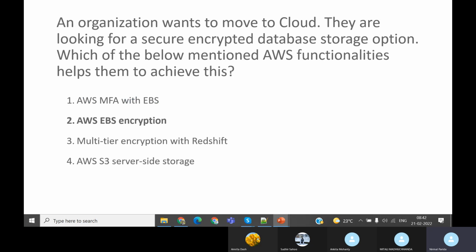Okay, an organization wants to move to cloud. They are looking for a secure encrypted database storage option. Which of the below mentioned AWS functionalities helps them to achieve this? AWS MFA with EBS, AWS EBS encryption, multi-tier encryption with Redshift, AWS S3 server-side storage.